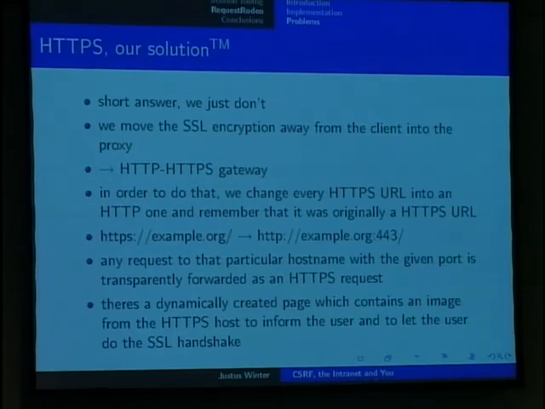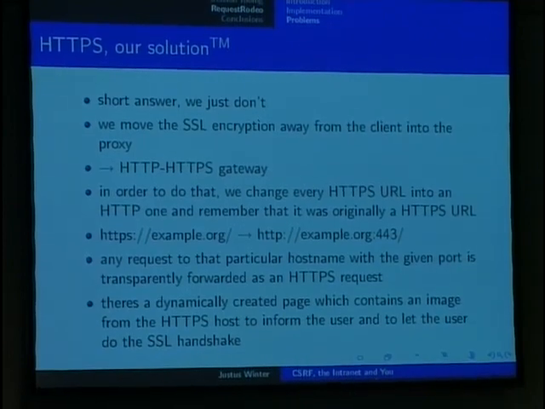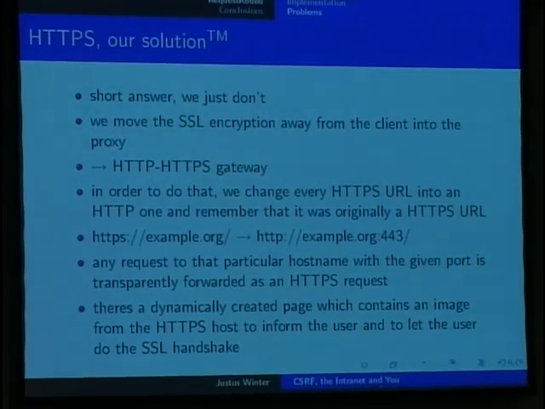It's simple. We just remove the SSL layer from the client to the proxy. So we just act as an HTTPS gateway. This has been done before. It's nothing new, but I haven't seen it in an open source application. Maybe there are some, I don't know. In order to do that, we change every HTTPS URL into an HTTP one, and remember that we, in fact, are using HTTPS. So HTTPS on example.org is transformed into HTTP example.org port 443.